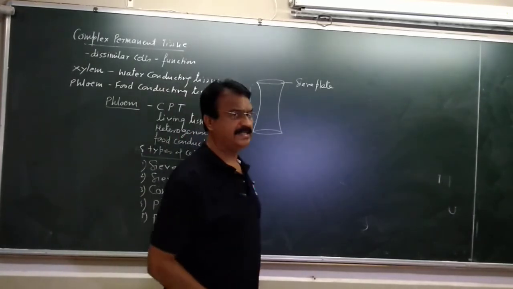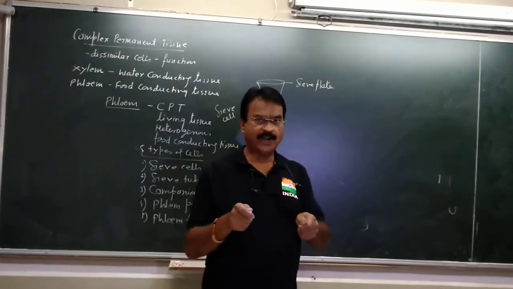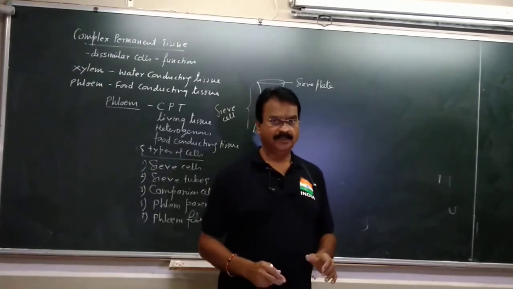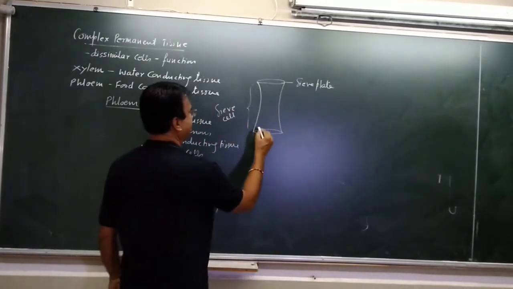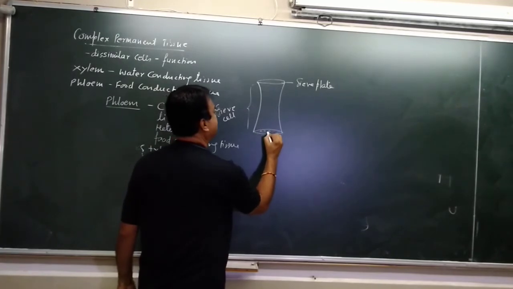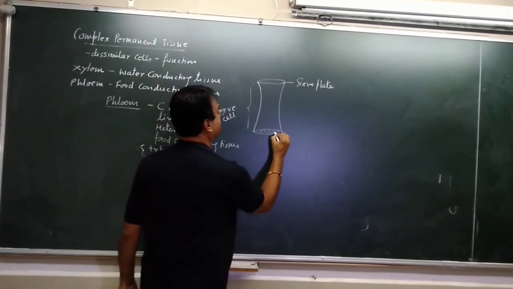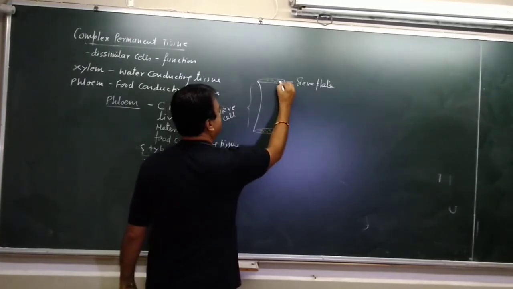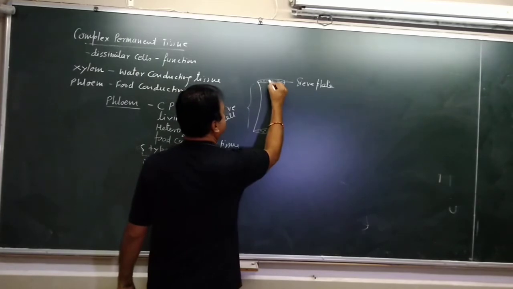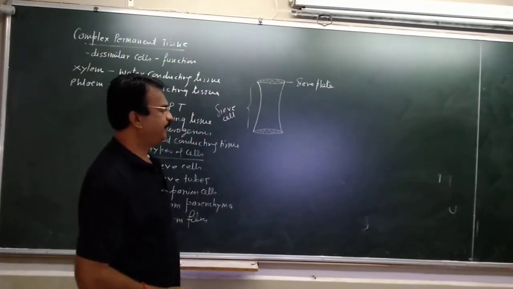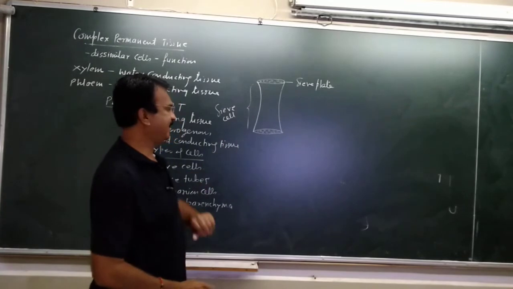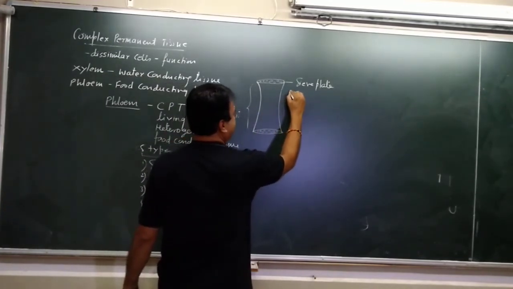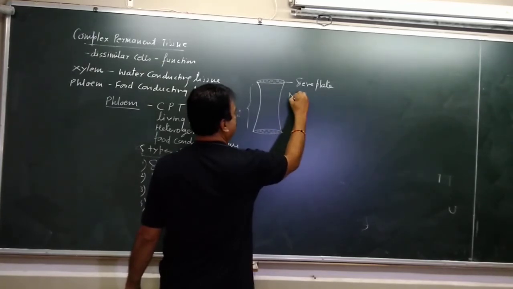Sieve means चाळणी, having the plate and with the holes. So as the cell has the sieve plates, चाळणी सारख्या पट्टियां, छलनी जैसी पट्टियां दो एंड पर होती है, इसलिए इसे कहते हैं sieve cells, because the sieve plates are there. And this sieve cell, it is the cell in the plant which is without nucleus.